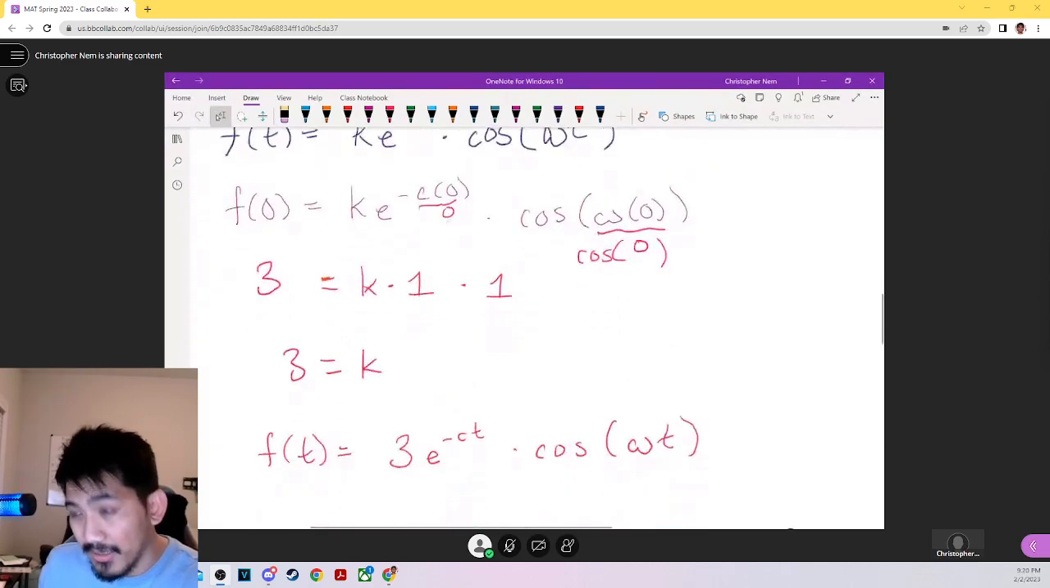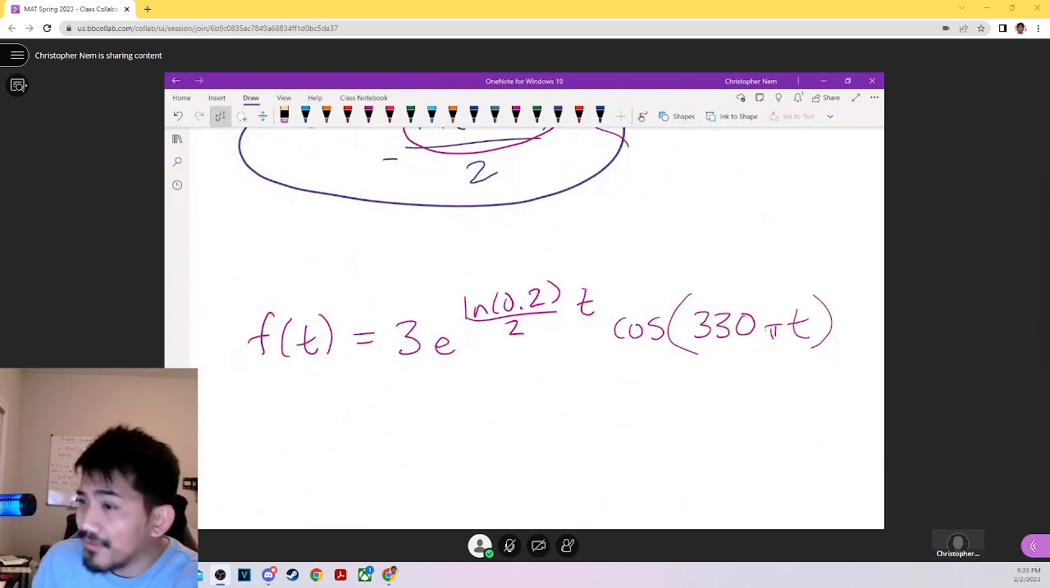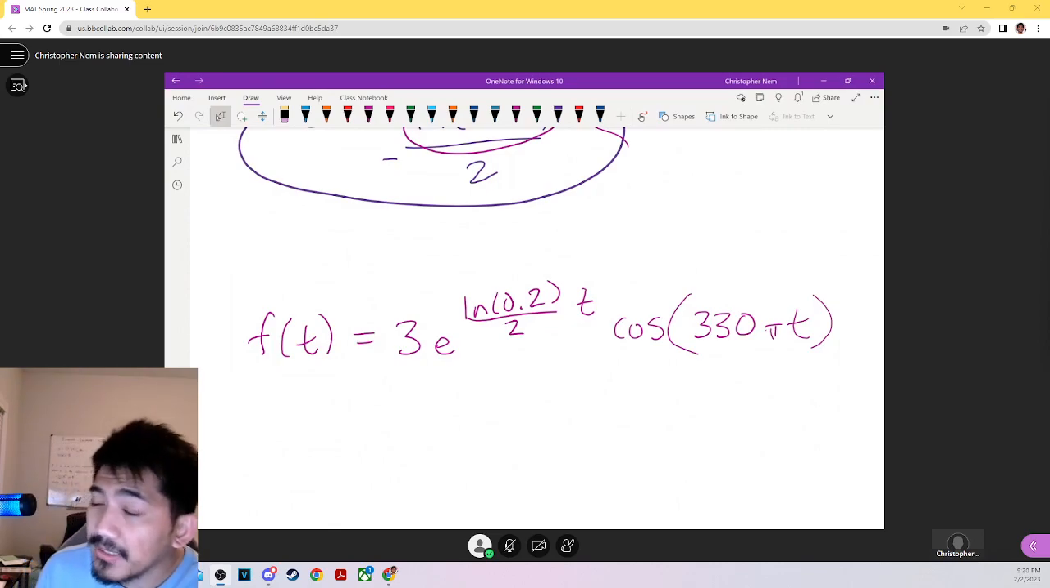Now, you might argue that the guitar string stops eventually. Does this function ever stop? If you look at your function, it doesn't look like it. It approaches 0, but it can't stop fully. So something to think about.